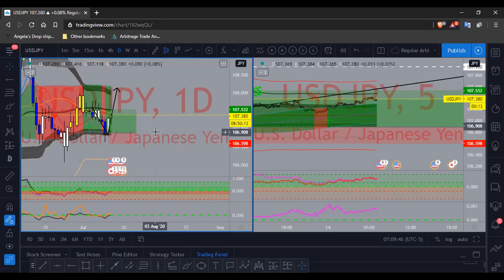Any other pairs that anybody wants to look at? Anything anybody wants me to take a look at before I got off? Don't judge me.